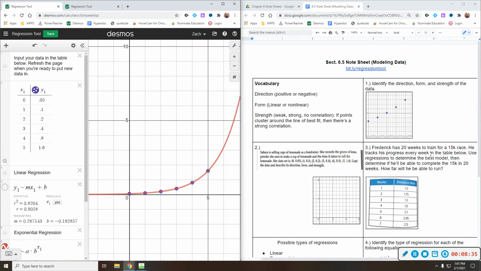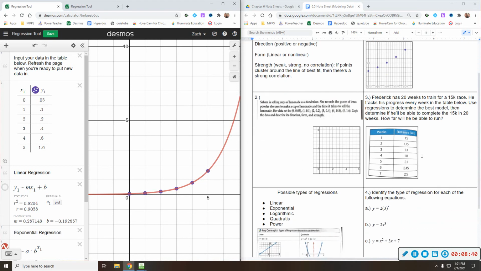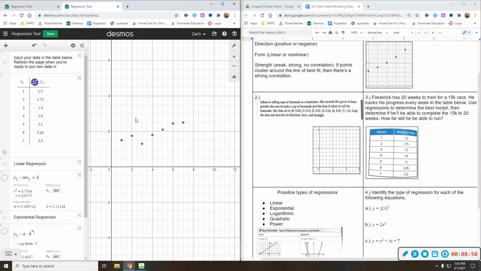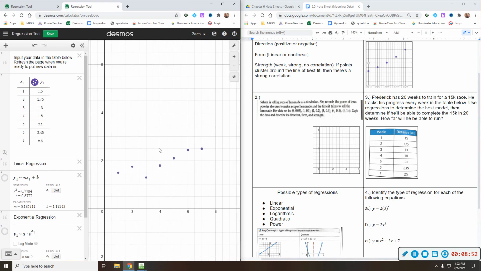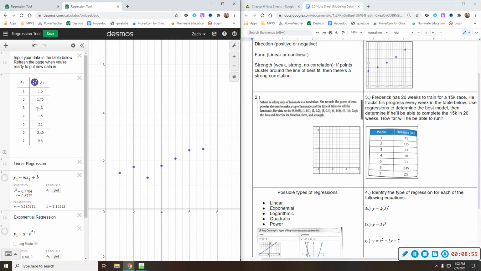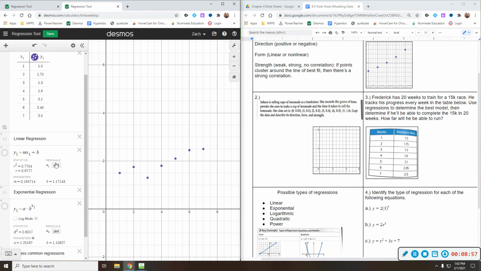It says Frederick has 20 weeks to train for a 15K race. He tracks his progress every week in the table below. Use regressions to determine the best model, then determine if he'll be able to complete the 15K in 20 weeks. How far will he be able to run? Okay, so I already typed this in to save us some time. So here's what the data looks like. And so you see I used the regression tool. I typed it in off to the left here. And so here's what I'm going to do.